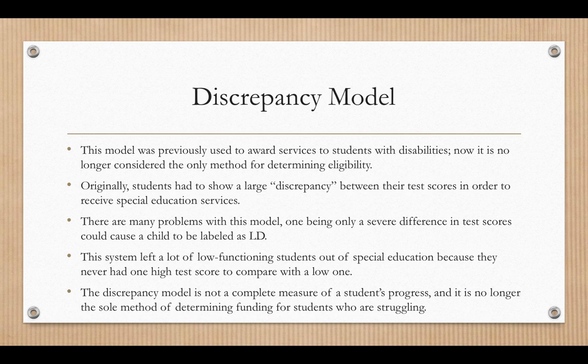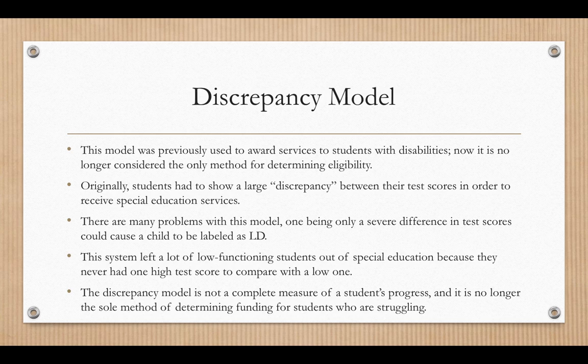Discrepancy model. This model was previously used to award services to students with disabilities. Now it's no longer considered the only method for determining eligibility. Originally, students had to show a large discrepancy between their test scores in order to receive special education services. There are problems with this, one being that only a severe difference in test scores could cause a child to be labeled as LD.